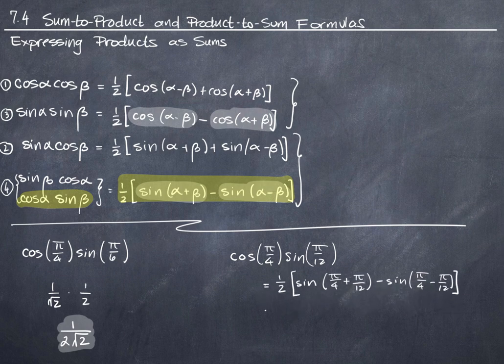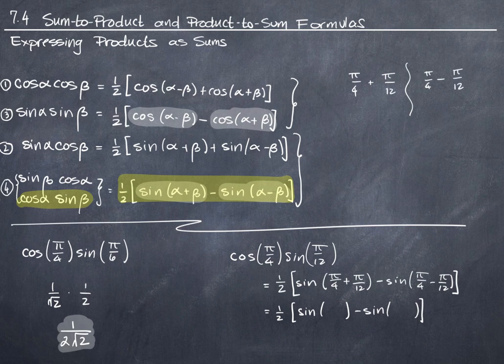All right, that's going to be equal to the sine of, now I have to do some arithmetic here. What is pi over 4 plus pi over 12? And then the sine of, there's a little more arithmetic to do there. So let's do that up here. Pi over 4 plus pi over 12. And we'll also need to do pi over 4 minus pi over 12.